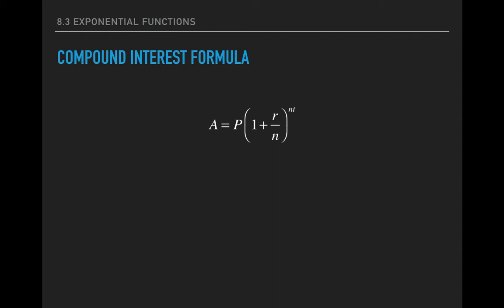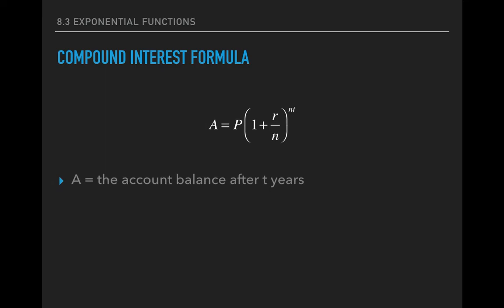There is a formula that was introduced in the objectives called the compound interest formula. Notice that this formula has the exponent value of nt. So this is an exponential function. Let me explain what each of those letters means.